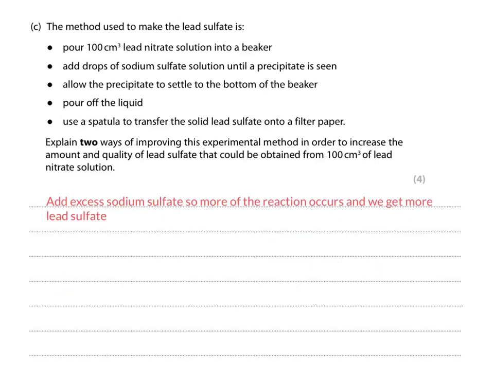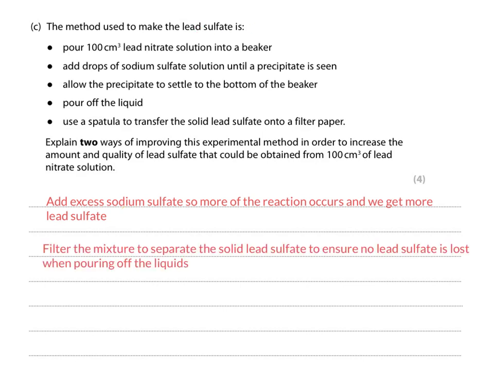The next bit, which is a bit weird, is pour off the liquid. We never normally do this. If we're trying to get lead sulfate, we start pouring off the liquid. We're probably going to end up pouring some of our lead sulfate, which we just made, with it too. So rather, if we want to remove the liquid from the solid lead sulfate, what way can we do it? Well, we can do filtration. So those are the two sort of obvious things that we could do.